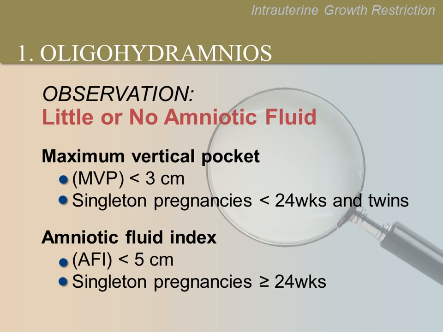Before 24 weeks of gestational age, measure the maximum vertical pocket. You should also use this method if there are twins. At 24 weeks and later, measure the amniotic fluid index. A maximum vertical pocket less than 3 centimeters or an amniotic fluid index less than 5 centimeters indicates oligohydramnios. Remember that neither umbilical cord nor fetal parts can be in the vertical path of the calipers.